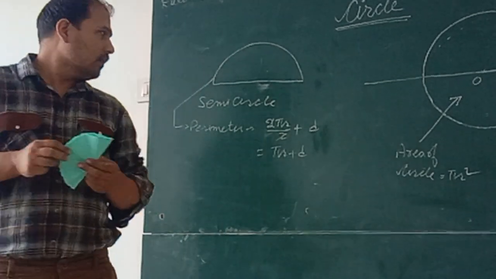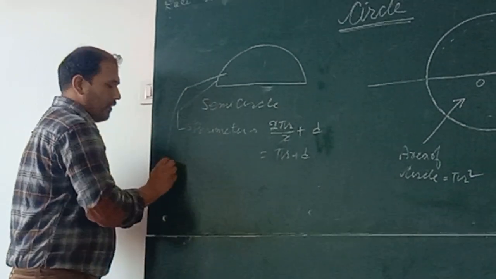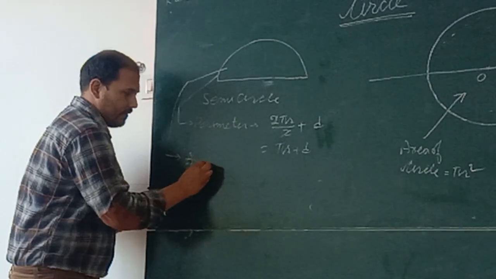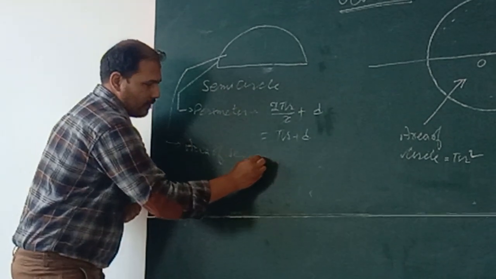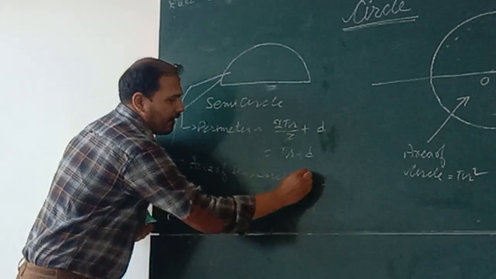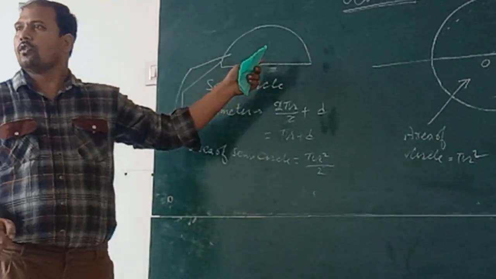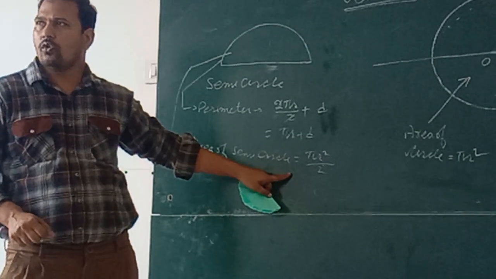After that, we will find the area of a semicircle. Divide the whole area by 2 because it's a half. Clear? Divided by 2.